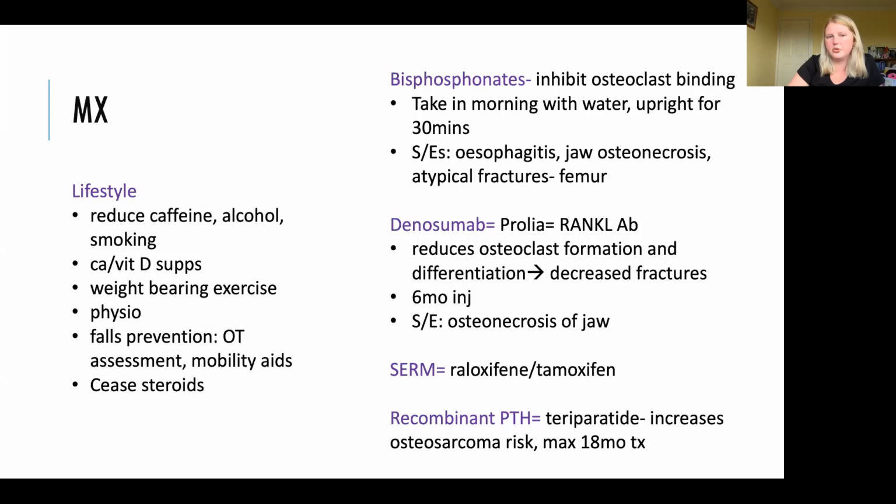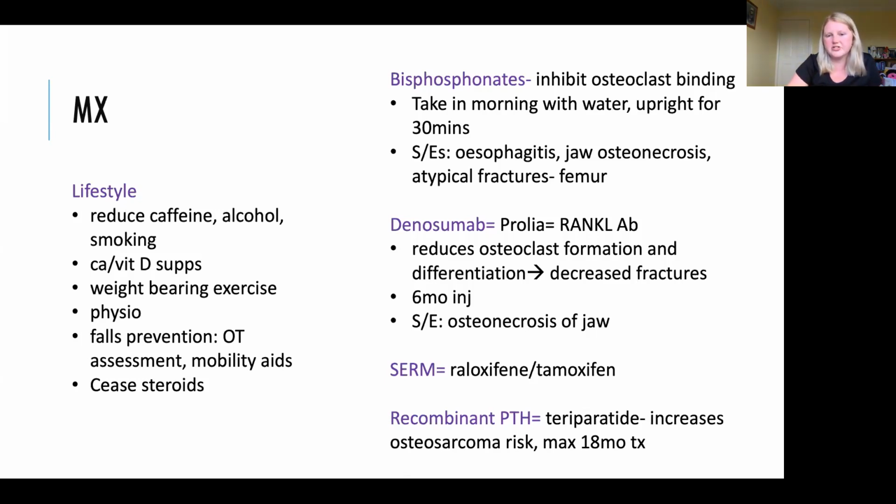The good thing about Prolia is that it's a once every 6 months injection, but with both bisphosphonates and denosumab, we do have to be careful about osteonecrosis of the jaw. There are increased rates of atypical femur fractures and esophagitis with bisphosphonates, which can lead to the use of Prolia.